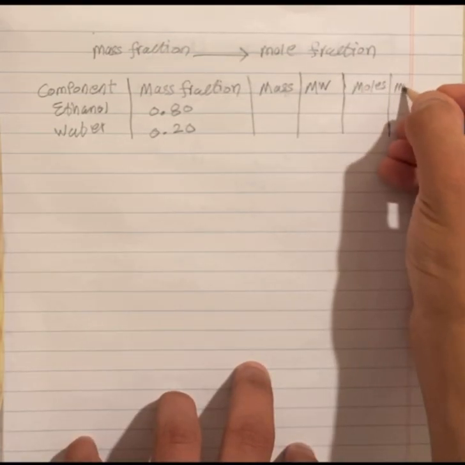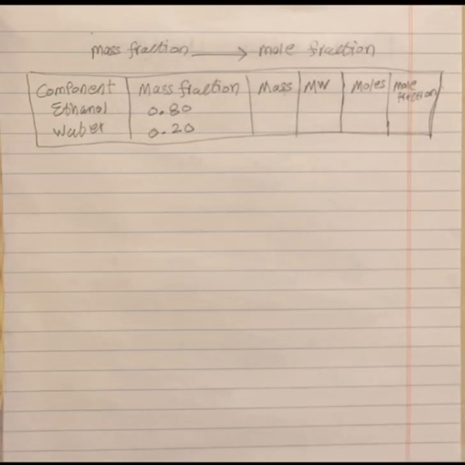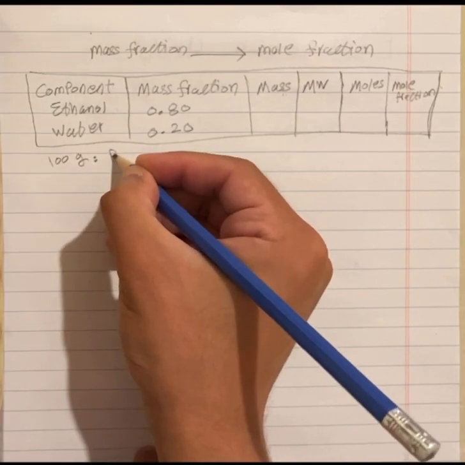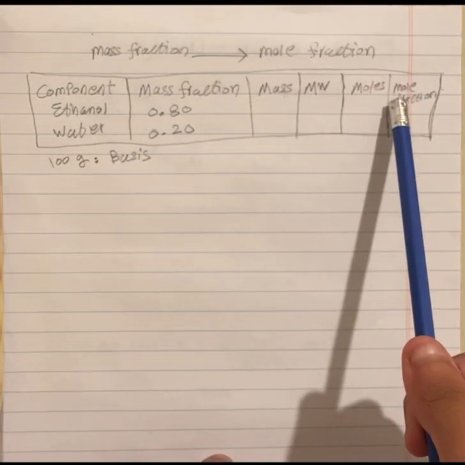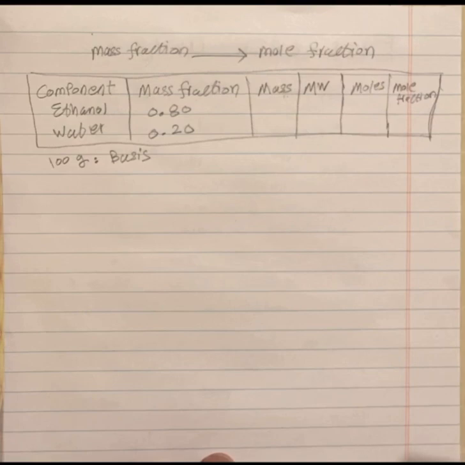Lastly, mole fraction. Now we are stuck here. We need to find the mass. We have the total mass of the solution, which is 100 gram. We'll call it the basis. What you are calculating based on is what we call the basis.